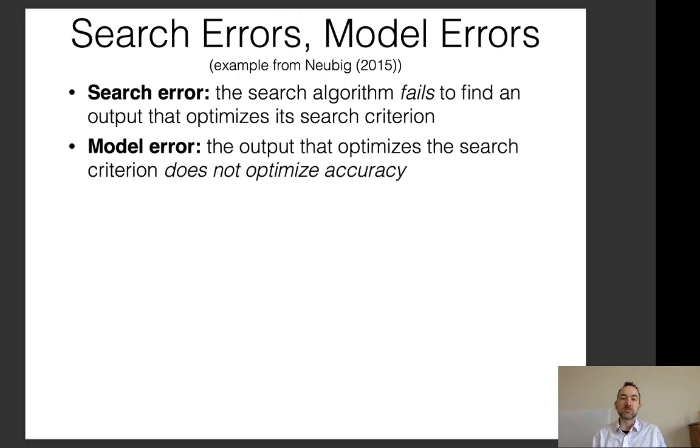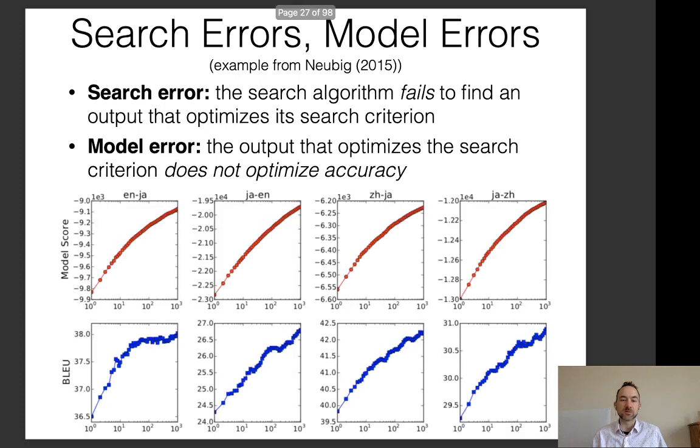In contrast, a model error is when the output that optimizes the search criterion does not optimize accuracy. In other words, the model score, or maybe the Bayes risk, is decorrelated with the actual accuracy of the model. This is an example from one of my papers where we demonstrate this more saliently.